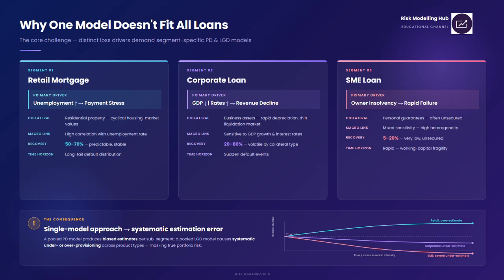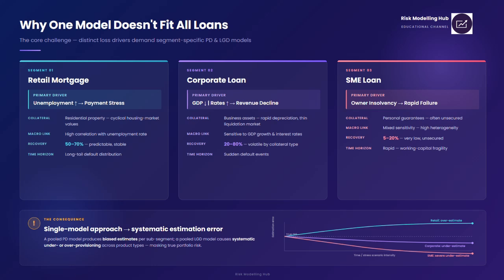The primary driver is unemployment, which creates payment stress for homeowners. Collateral is residential property with cyclical housing market values. Macroeconomically, defaults correlate heavily with unemployment rates. Recovery ranges from 50 to 70% and is predictable and stable. Defaults tend to happen gradually over a long tail distribution.